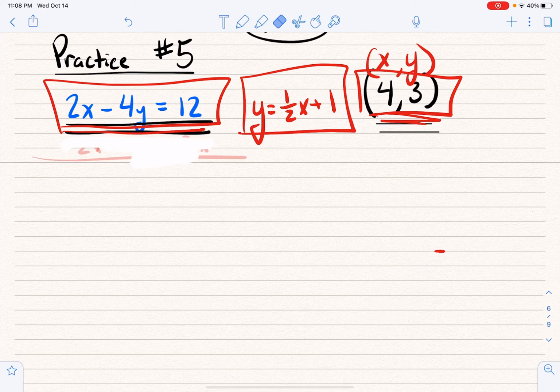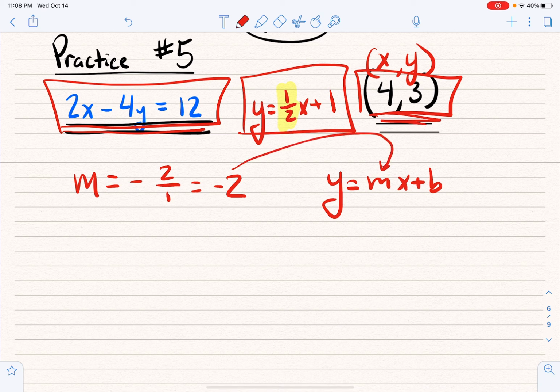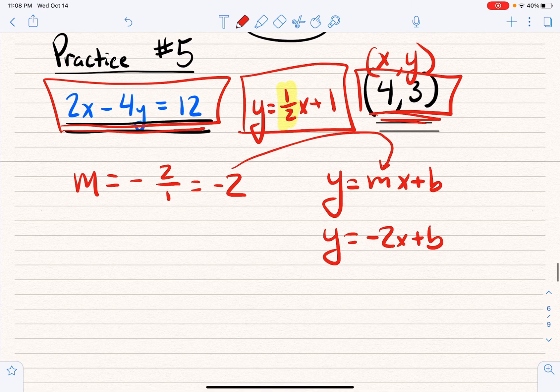Okay. Now we said parallel slope was 1/2. So a perpendicular slope would be the opposite reciprocal. So it's got to be negative since that one was positive, and we flip it, which would be 2/1, or the same thing as -2. So I start with the equation y equals mx plus b. I plug in the -2 for the slope. I get y equals -2x plus b, and then I plug in my points, x, y.